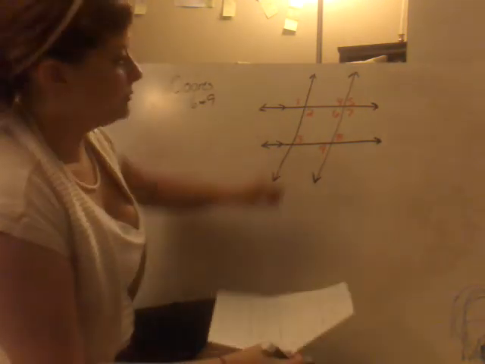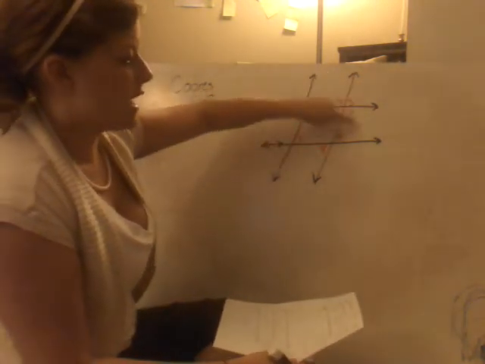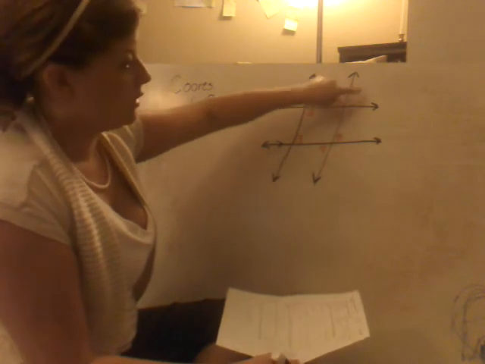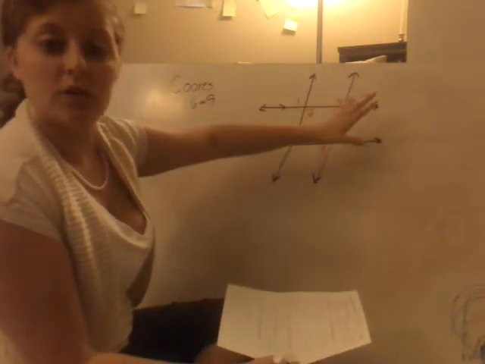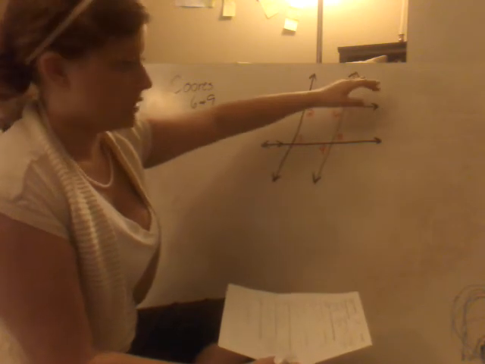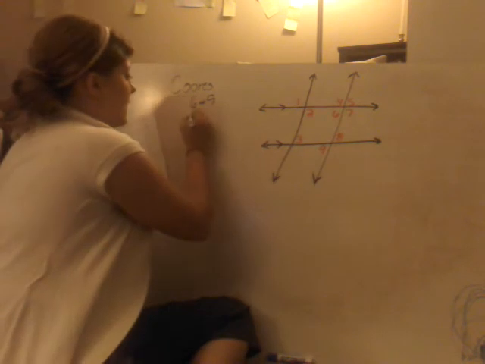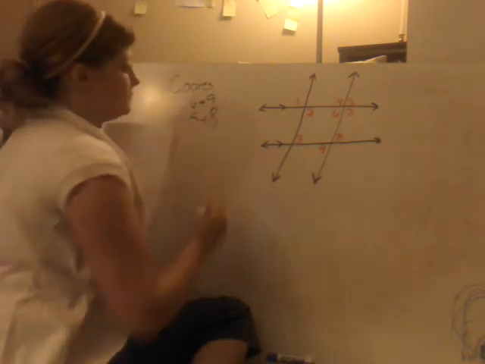Now keep going. So I look at this far side, I've got 5 and 7. That's not going to work. I've got 5 and 8. That'll work. They're the same measure. They're on the same side of the transversal. And one is outside and one is inside. So my next set is 5 and 8.